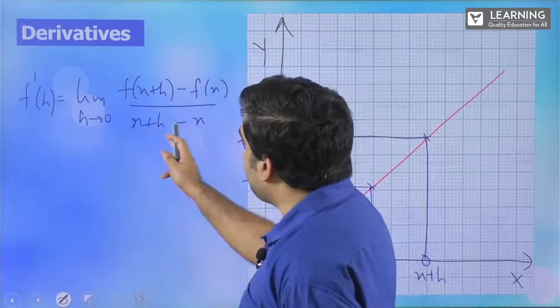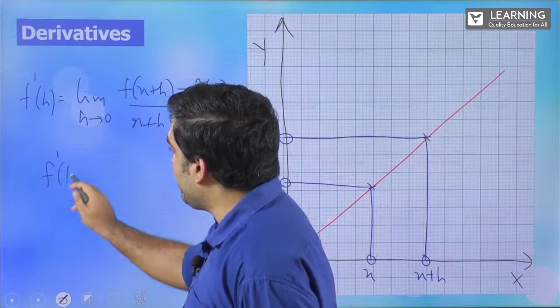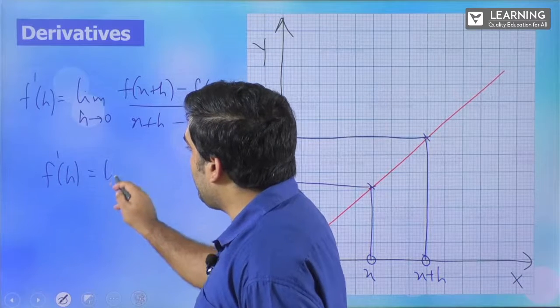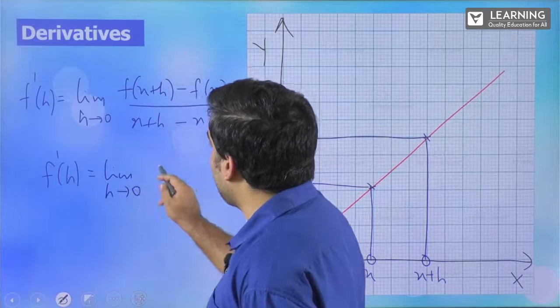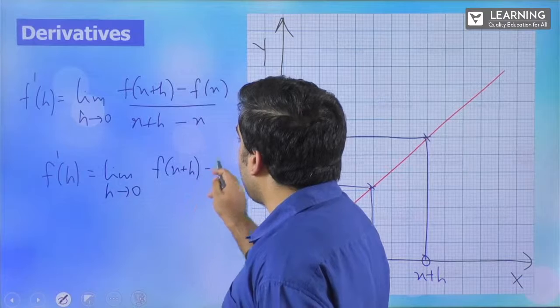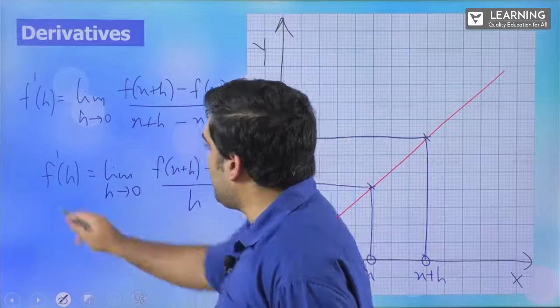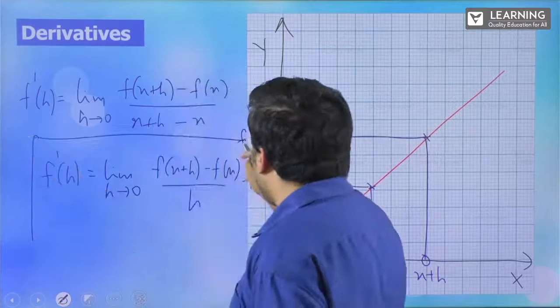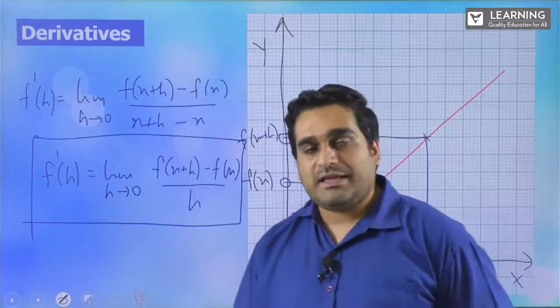Now, x minus x is equal to 0. So the remaining will be the limit as h tends to 0, f of x plus h minus f of x divided by h. This is how you find a derivative for a given differential equation.